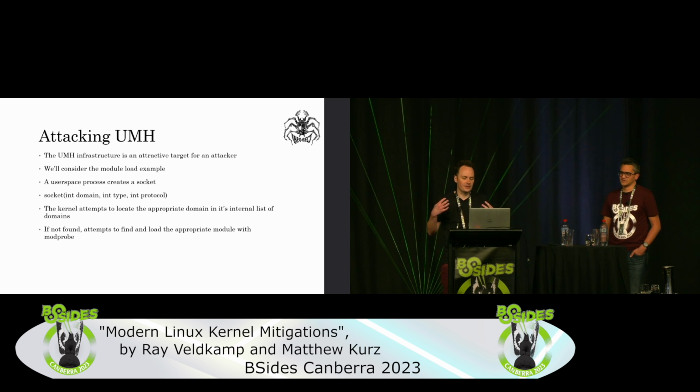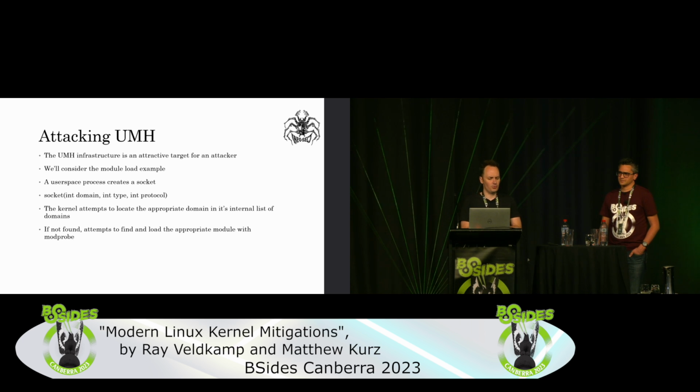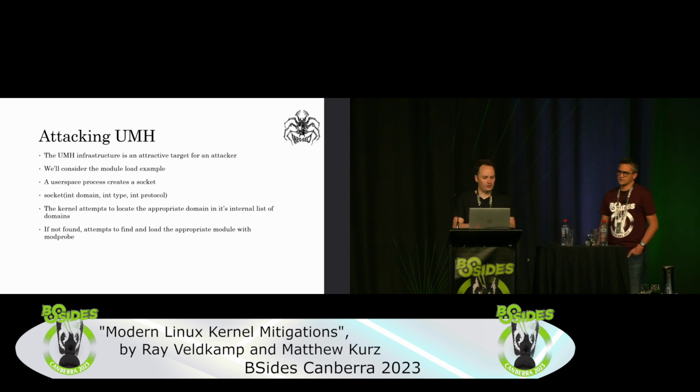But the thing is, there's such a multitude of these domains, and a distribution kernel that you have may not support all of them. So Ray spoke about earlier that when menuconfig is done and these kernels are configured, you can opt to have functionality compiled into the kernel if you specify Y. You can have it shipped as a module if you specify M. And you can just not support it if you specify N.